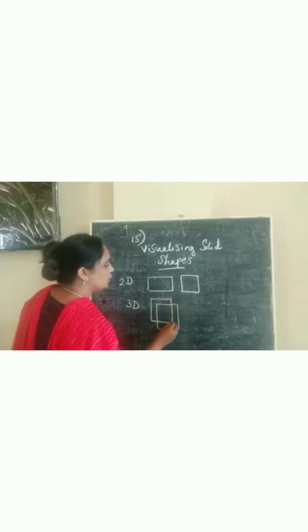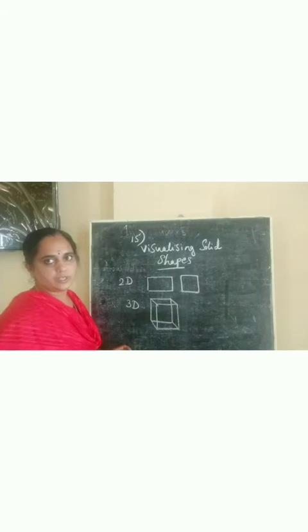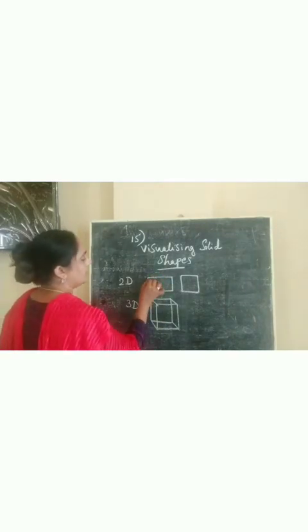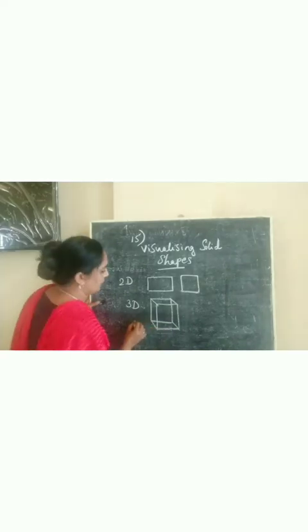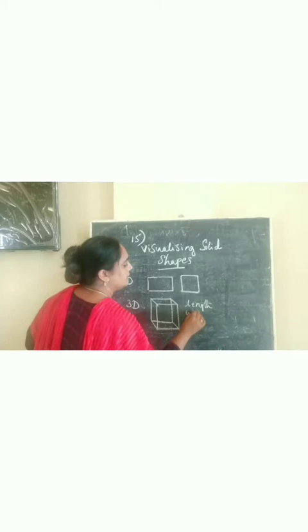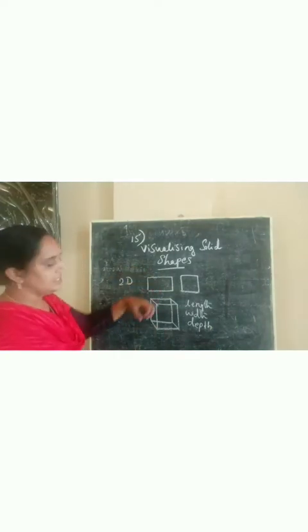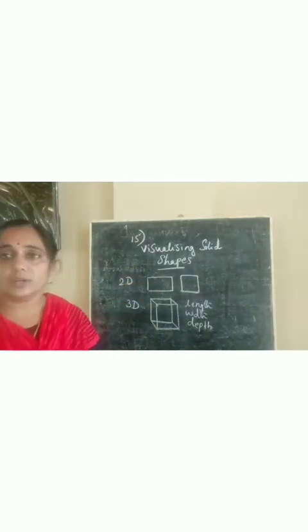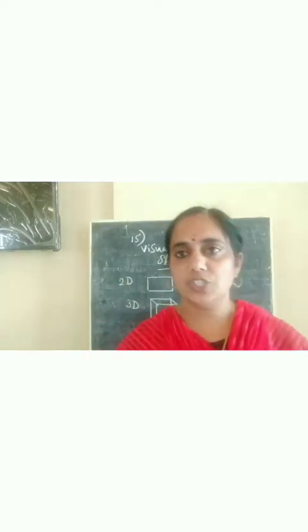Okay, for 3D shapes, we can see the depth also will be there. These are 3D shapes. Here length and breadth will be there, but here depth also is there. Depth, length, width and depth. We can keep something inside this box, that is known as 3D shapes. That is a three-dimensional shape.